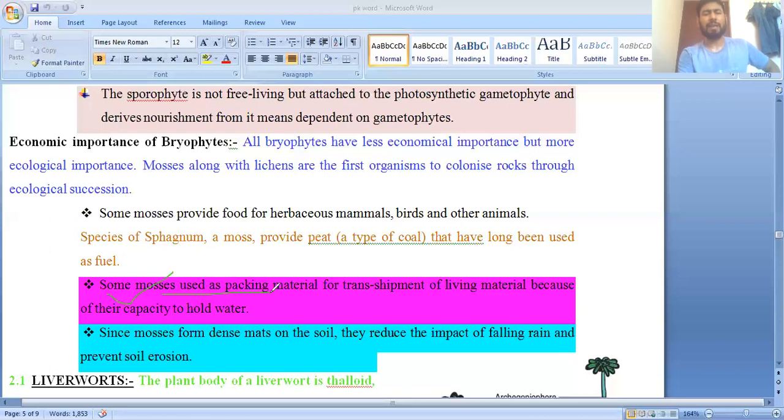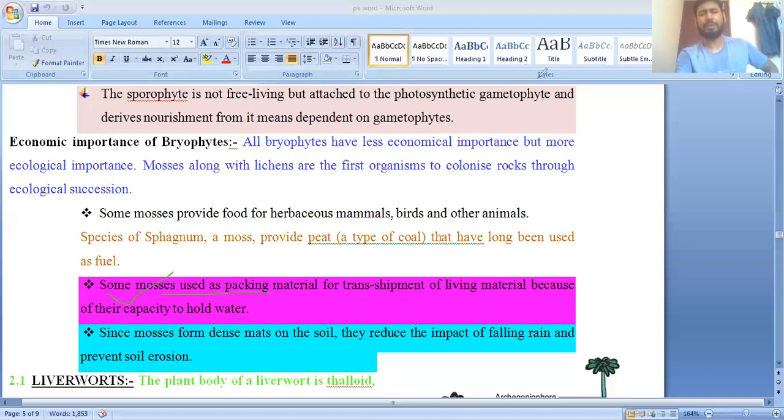Clear? And due to the water holding capacity, some florists, meaning those people involved with flower culture and their marketing, use it. Clear? Cultivation, production, and marketing, that is called florist. So some florists use sphagnum or mosses for the transshipment of living material. Living material means flowers. So they are used for transshipment of living material or flowers.